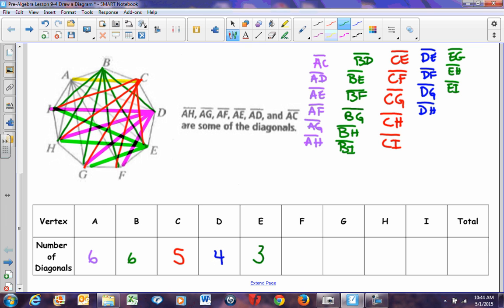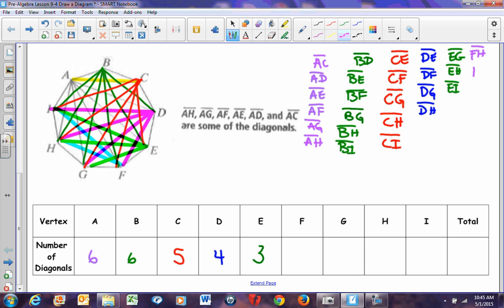The diagonals from F. Now let's see here, I haven't used blue, let's use blue. If I go from F, I can't go F to E because that's a side. I can't go F to G, that's a side. I can go F to H, and I can go F to I. I can't go F to A, F to B, F to C, F to D, or F to E because they're already done. So all of the diagonals from F are going to be F to H and F to I.